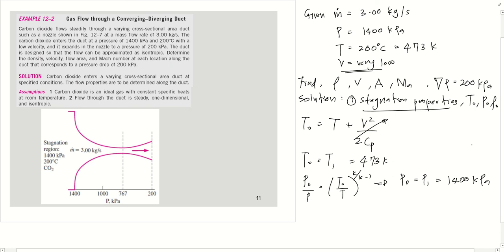And then the solution. The question asks you to find all the properties, density, velocity, area, and Mach number along the duct that correspond to a pressure drop of 200 kilopascal. So that means from 1400, now we find 1200 kilopascal.